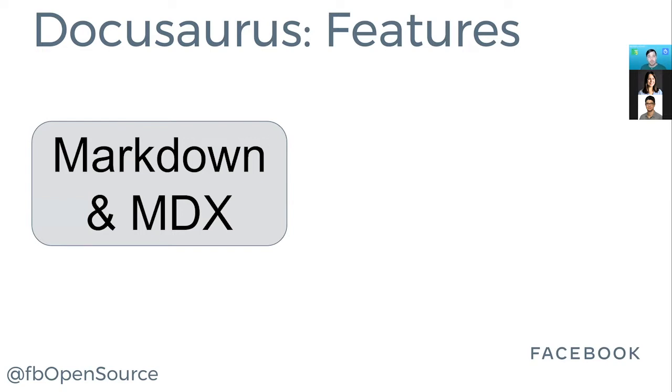And with Docusaurus V2, which I'll talk about more later on, it supports something called MDX, which basically allows you to have JSX written into your Markdown. In other terms, have React components in your Markdown. And I'll show you an example later on.